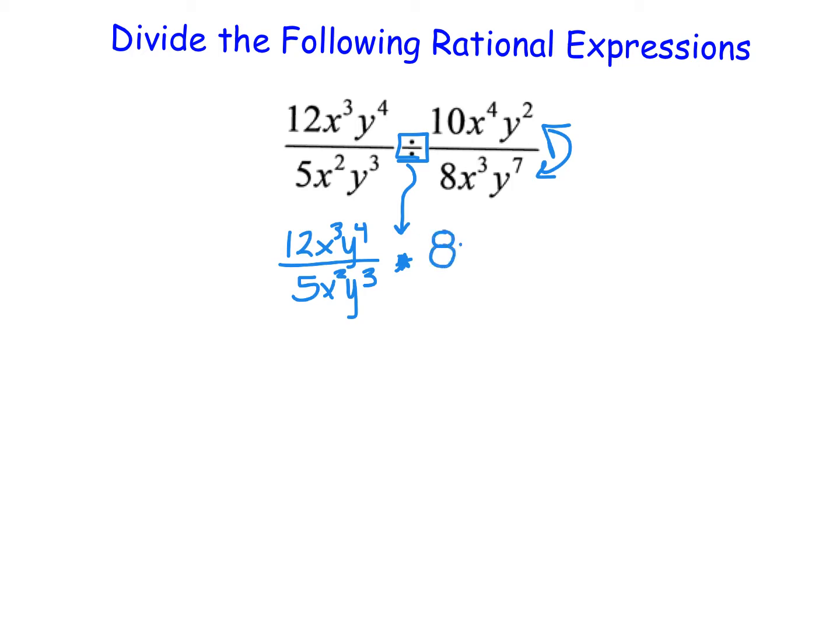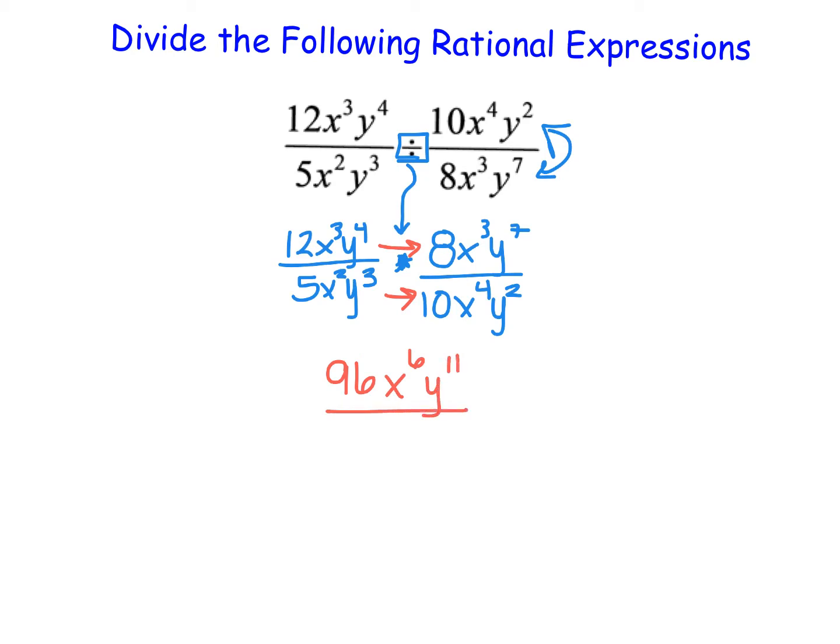So here we have 8x cubed y to the 7th now in the numerator, and then we have 10x to the 4th y squared in our denominator. So from here, we're now going to use our multiplication, which means we multiply straight across. So 12 times 8 gives me 96. X to the 3rd times x to the 3rd gives me x to the 6th. Y to the 4th times y to the 7th gives me y to the 11th. Then 5 times 10 gives me 50. X squared times x to the 4th is x to the 6th. Y cubed times y squared is going to be y to the 5th.